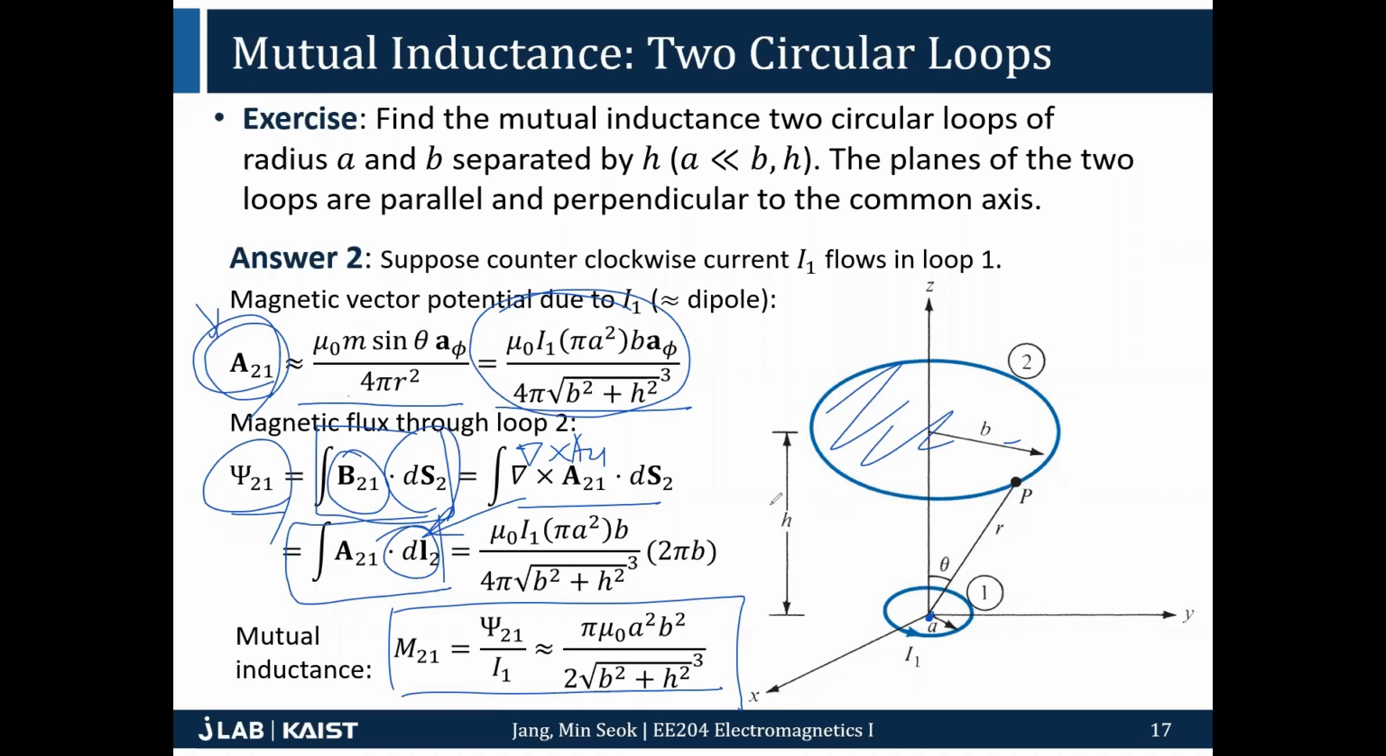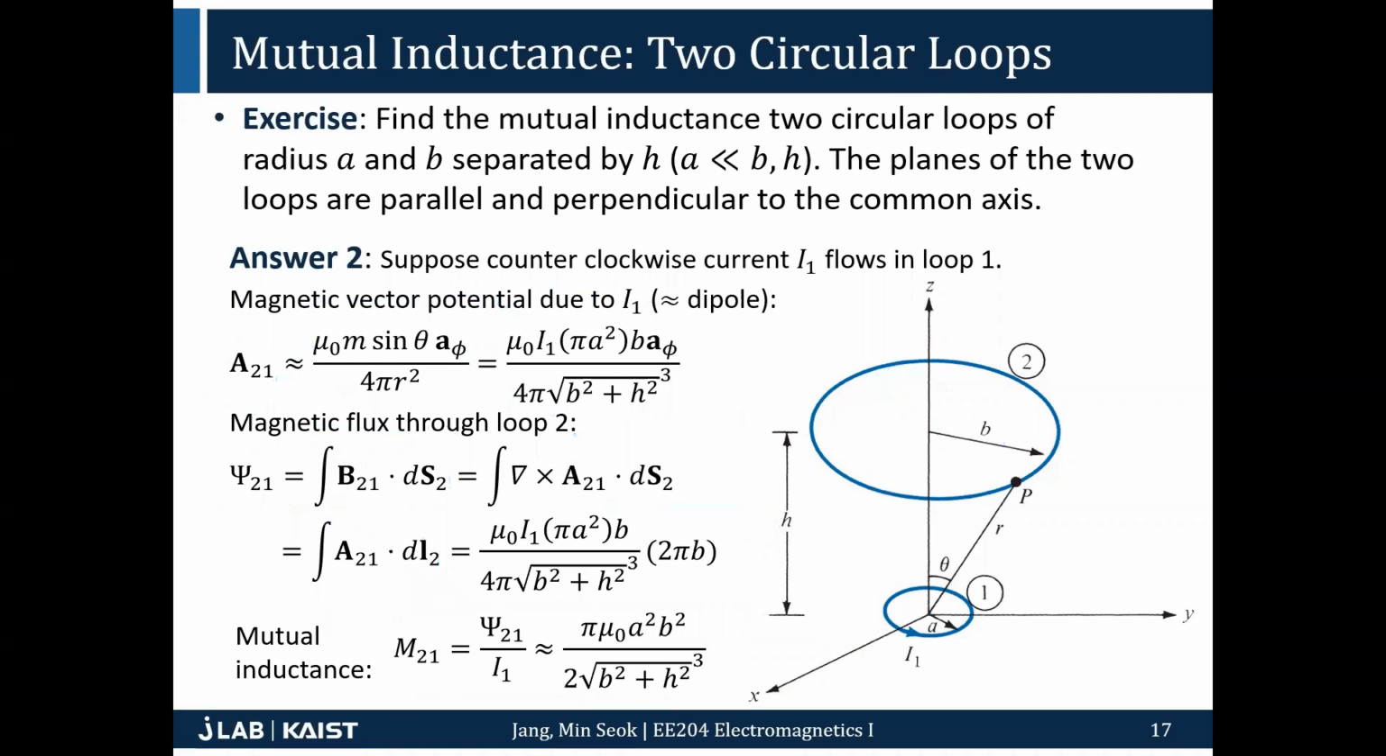Arithmetically, this calculation is also not too difficult, but it requires you to memorize the form of the magnetic vector potential of a magnetic dipole, which is not a usual thing. So I would say this is much more difficult compared to the first solution. But anyway, either way, you can get the solution, of course. So do we have any questions so far?